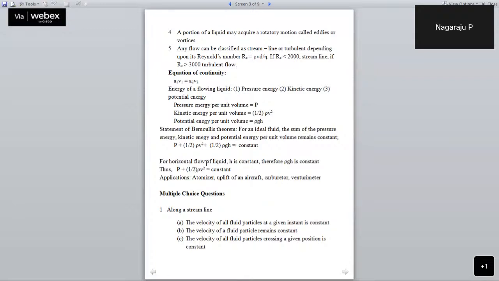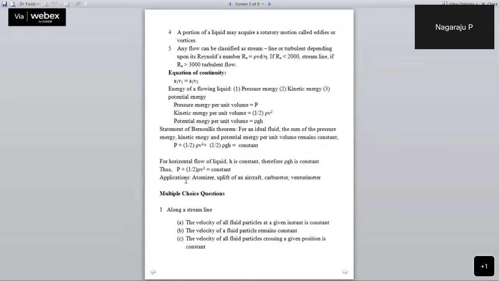It doesn't mean that the liquid is flowing at 36,000 kilometers or something like that. It may be at a height of, let us say, 10 meters. Even in this case, the acceleration due to gravity is taken as constant. Thus, if rho g h is constant, we write it as P plus half rho V square is equal to a constant. And what are the applications of Bernoulli's theorem?